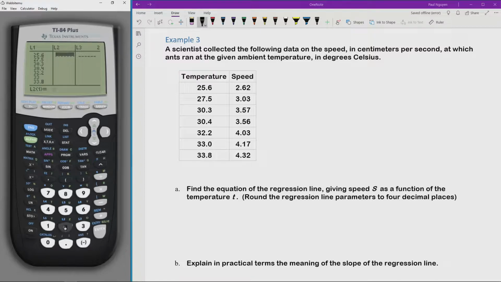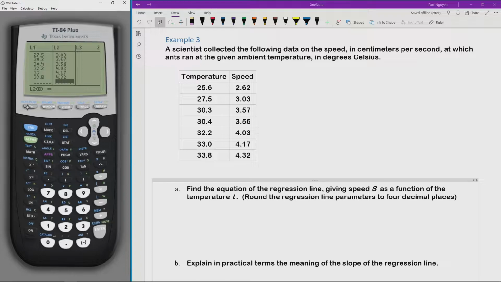Then we put the corresponding speed in the second column. Here we have 2.62, 3.03, 3.57, 3.56, 4.03, 4.17, and 4.32.